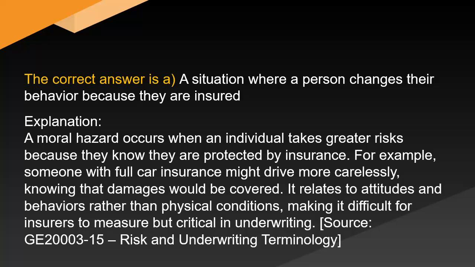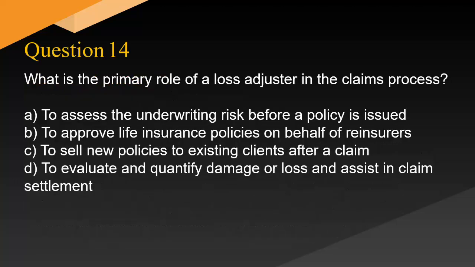G2000315. Risk and underwriting terminology. What is the primary role of a loss adjuster in the claims process? A. To assess the underwriting risk before a policy is issued. B. To approve life insurance policies on behalf of reinsurers. C. To sell new policies to existing clients after a claim. D. To evaluate and quantify damage or loss and assist in claim settlement.